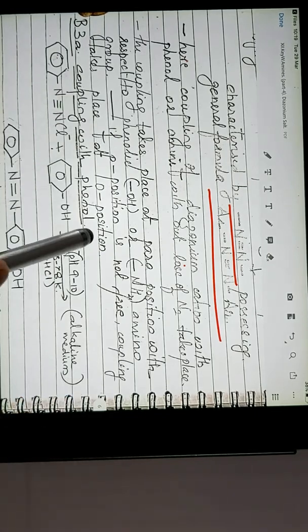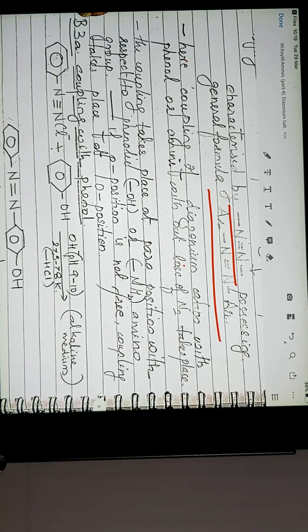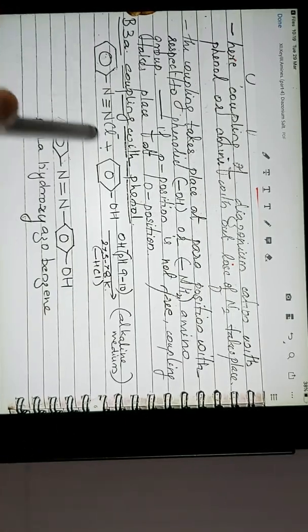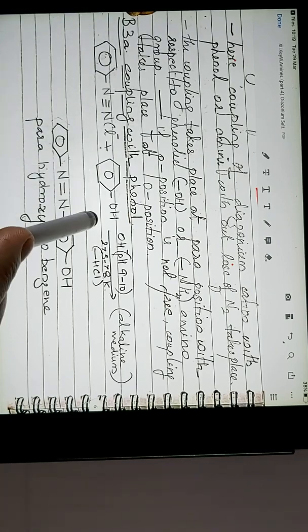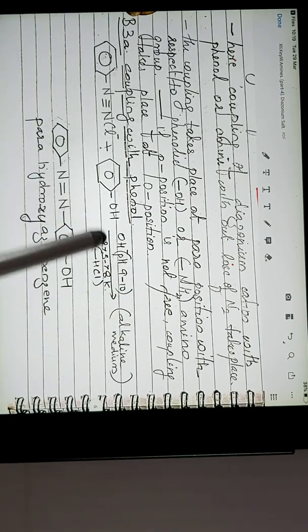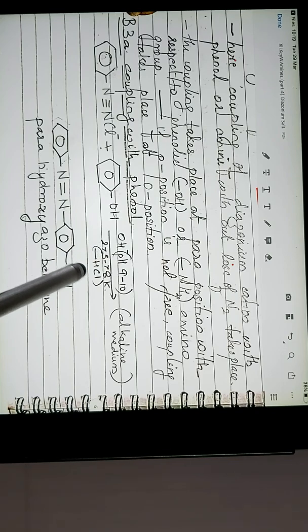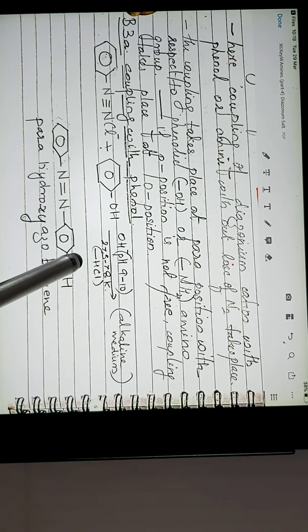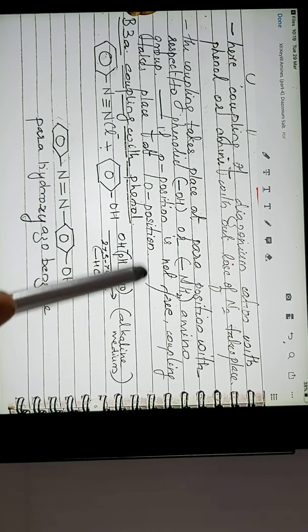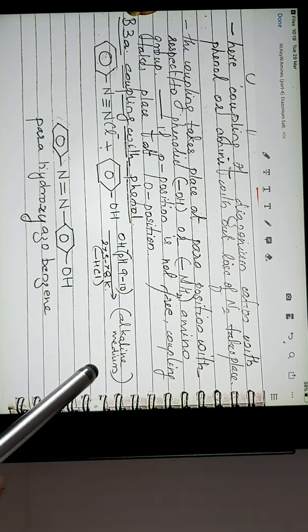Then the coupling takes place at the ortho position, right? So that is what is happening. Now let's see it with one example. This is the diazonium salt, this is phenol, and look, one specific thing: this reaction usually takes place where the pH is very high. It means alkaline medium.